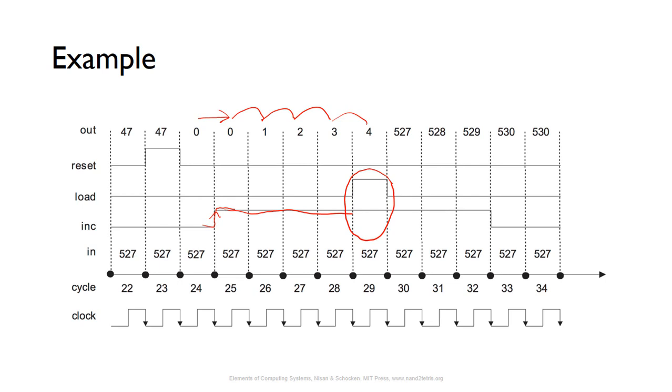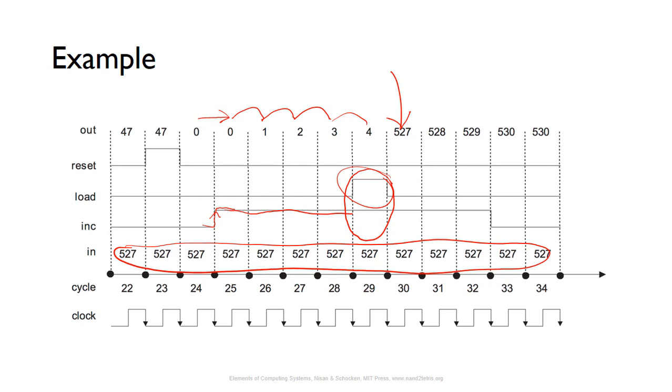All along, the value 527 has been on the input. It's only now, in this cycle when load becomes 1, that this value is loaded into the counter. Then in the next clock cycle, load is back to 0, but increment is still a 1, so we just carry on incrementing like we saw before. And when we get back to this cycle, where all the input bits go to 0, it starts holding again, and the value just stays the same.